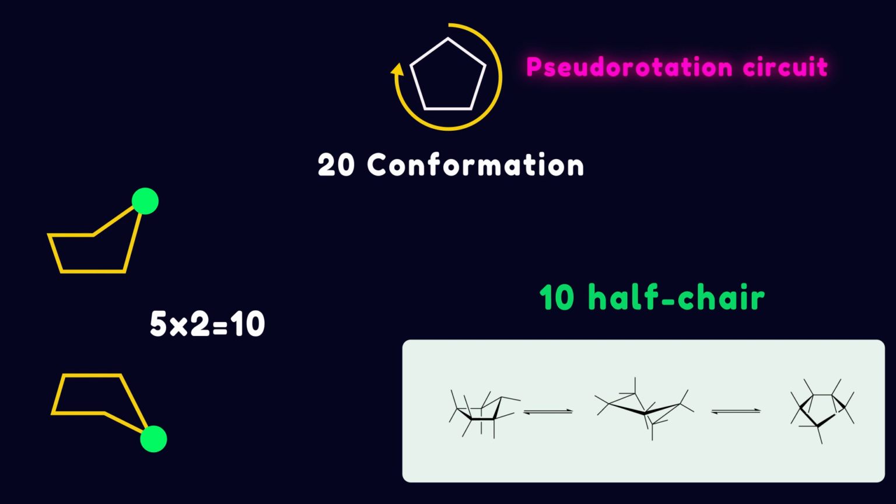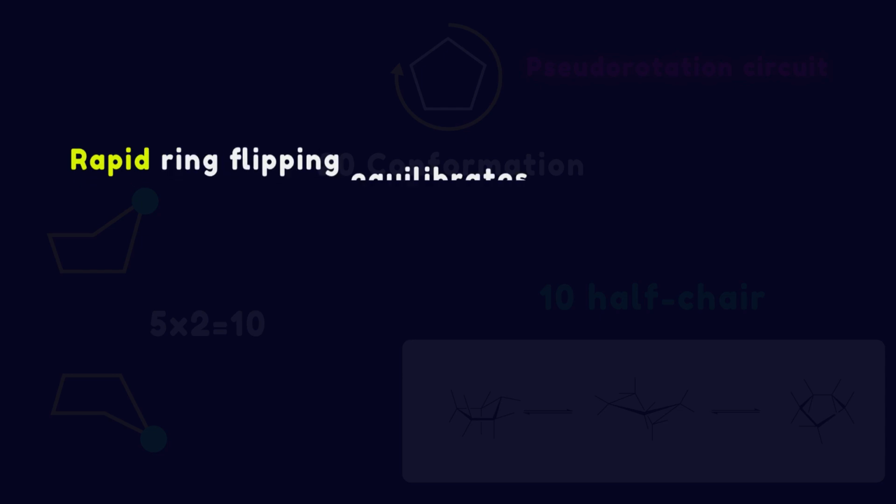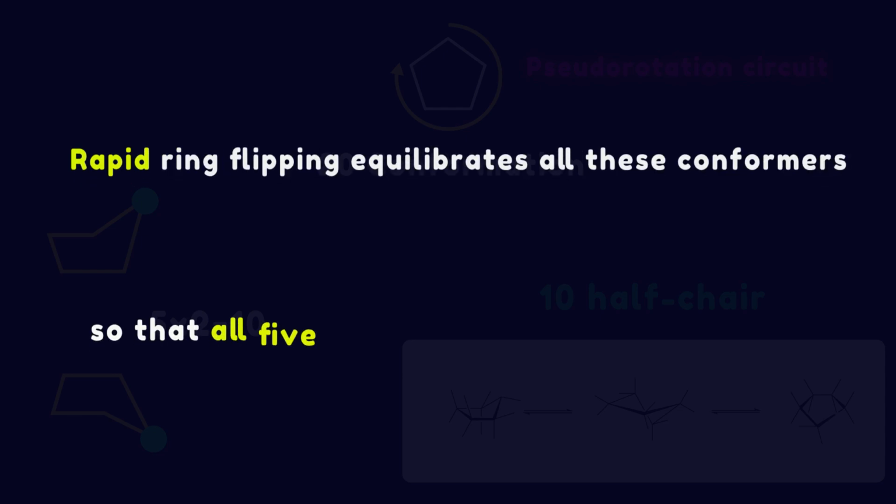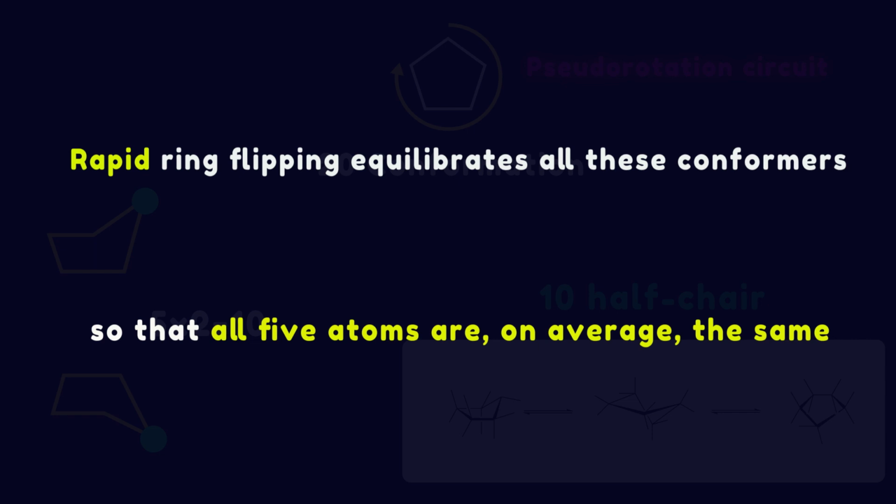At any one moment, one of the carbon atoms is at the point of the envelope. But rapid ring flipping equilibrates all these conformers so that all 5 atoms are, on average, the same.